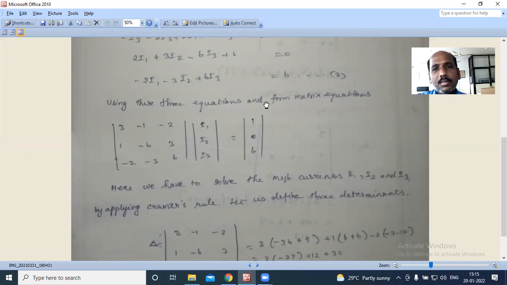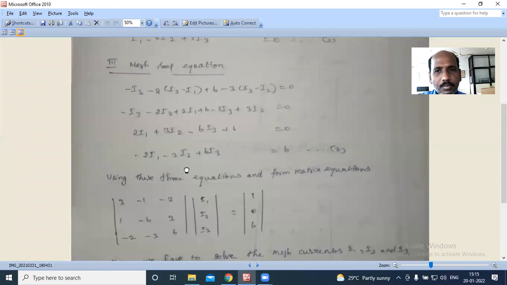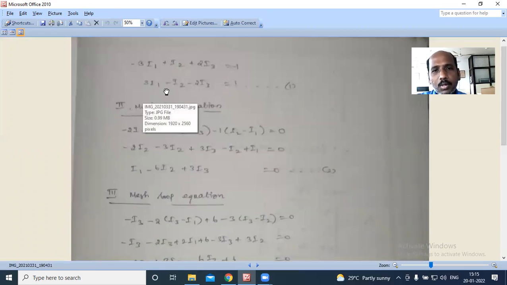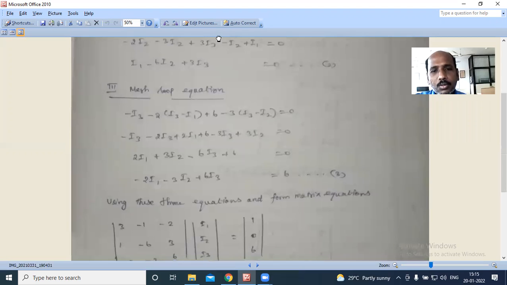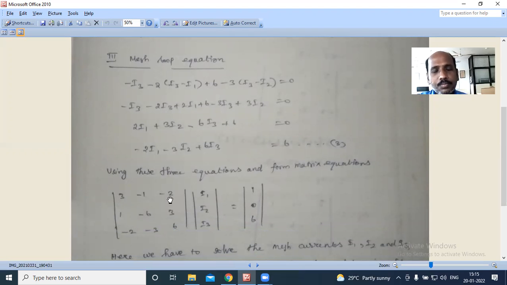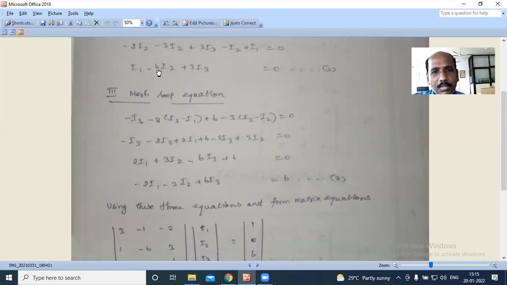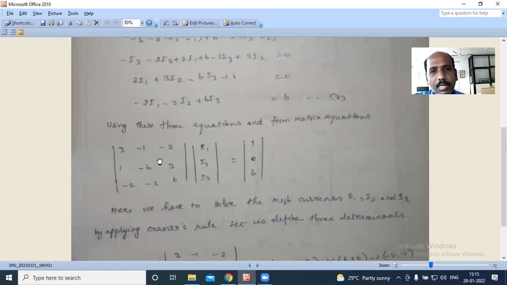For Cramer's method, from each of the equations, you take all the coefficients of I1, I2, I3. From the first equation, 3i1 minus i2 minus 2i3. Coefficient of i1 is 3, coefficient of i2 is minus 1, coefficient of i3 is minus 2. So 3, minus 1, minus 2. Just write all the coefficients. From the second equation, 1i1 minus 6i2 plus 3i3. So 1, minus 6, 3.